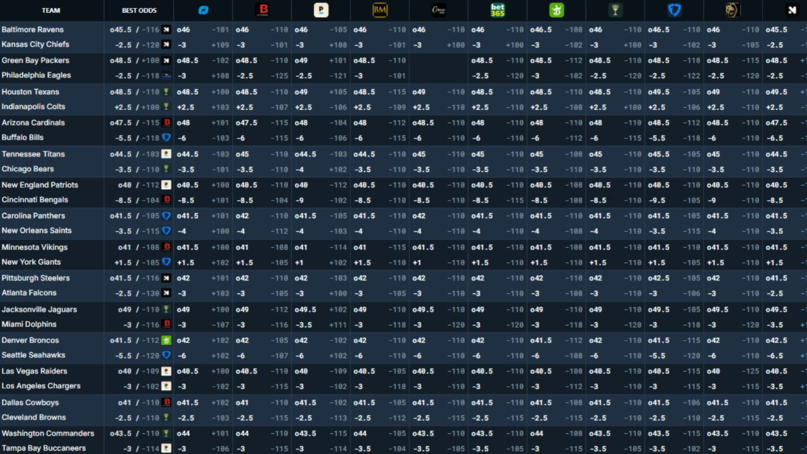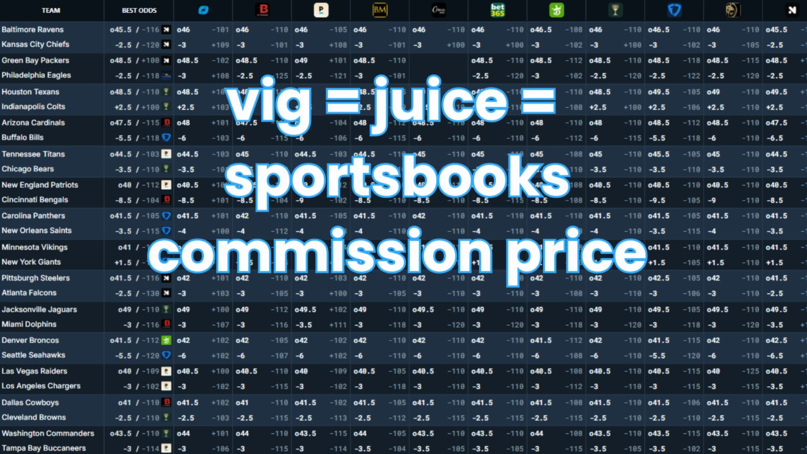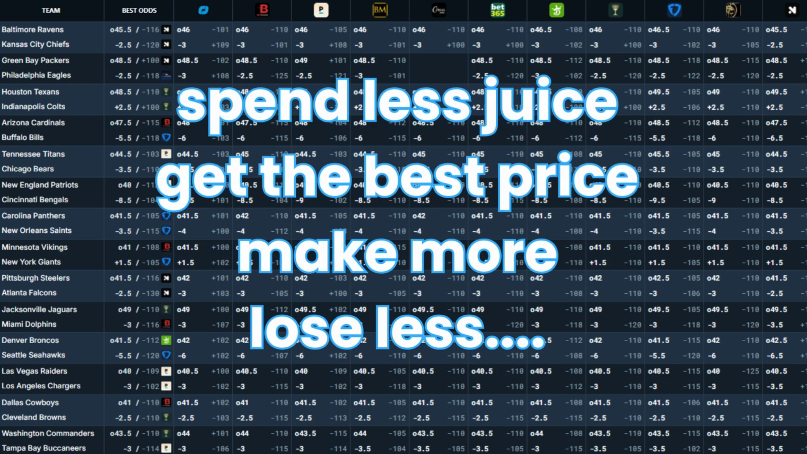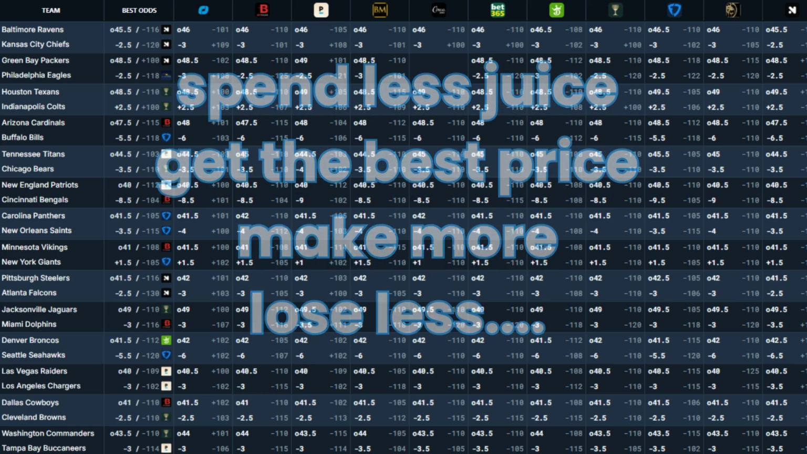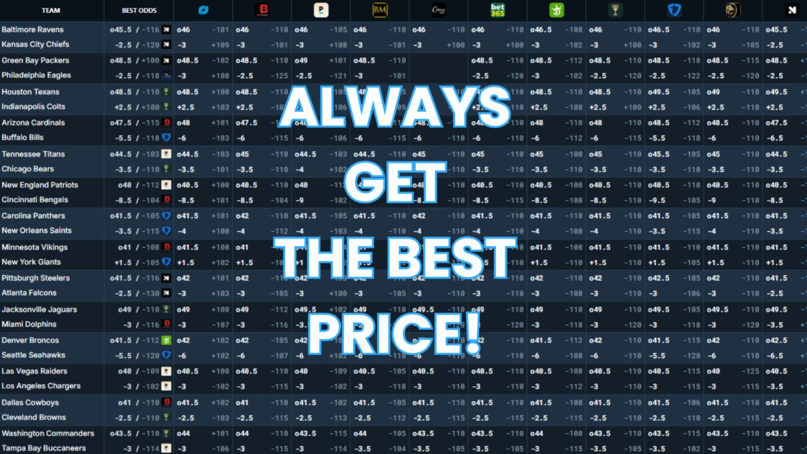Always remember, paying less juice, or VIG, which is essentially the commission the sportsbooks take, is a key to maximizing your returns. For example, a standard minus 110 line means you're paying 10% VIG, 10% juice. But if you find a minus 105 line, you're only paying about 5% VIG or 5% juice. So over time, paying lower VIG means more money stays in your pocket. You're acquiring that asset for less money and winning more, losing less.